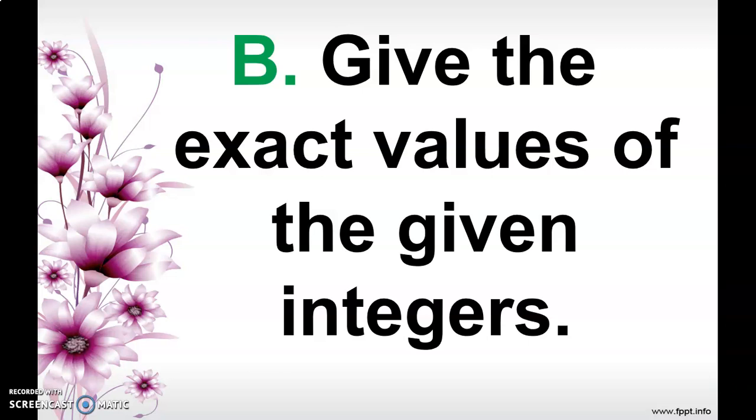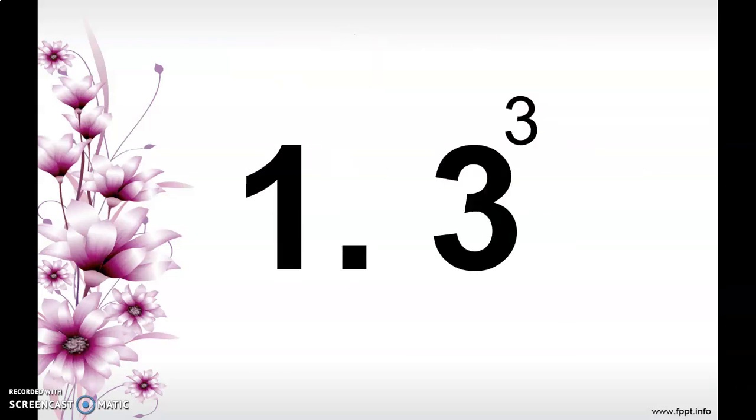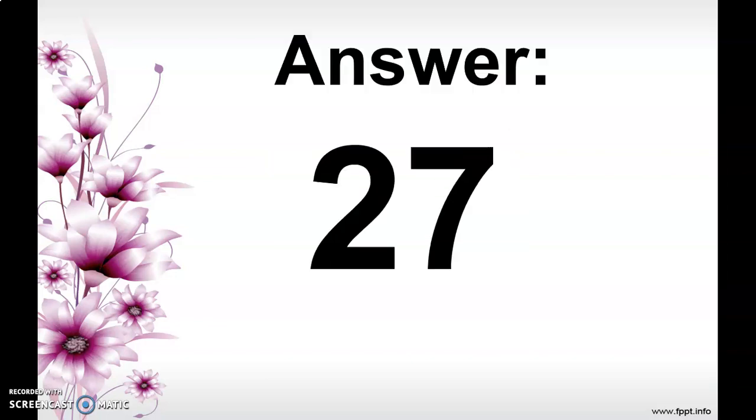So, this time, we're going to give the exact values of the given integers. So, ibibigay naman po natin is by exponent. Right. So, ito po ay pinag-aralan na natin dati, pero in terms of squares. Yung sinasabi ko noon na ang exponent ay nagsasabi kung ilang beses natin i-multiply ang base sa kanyang sarili. So, this time, ang exponent po natin ay 3 or cube. So, ibig sabihin, ang base ay i-multiply natin ng 3 beses sa kanyang sarili. So, ano nga ba ang 3 cube?